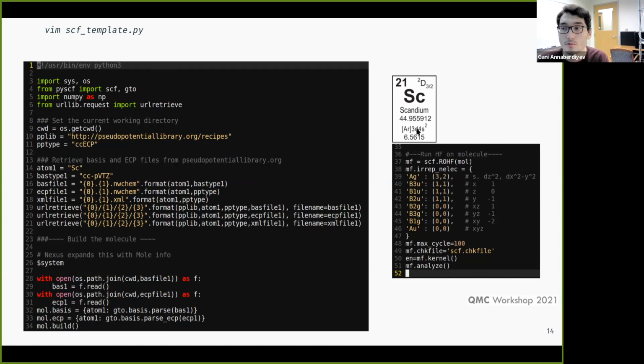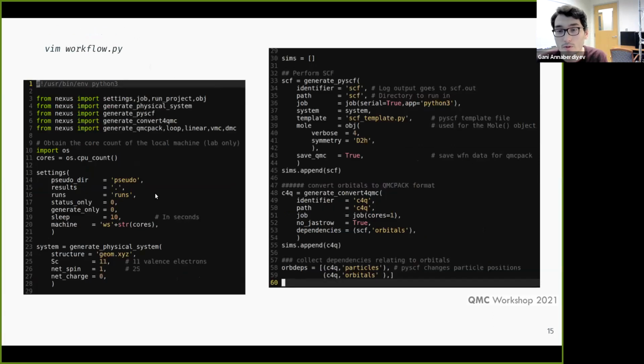So if you remember, this is the scandium atom. It has the configuration of 3d1 4s2. So in the SCF template, I have defined these irreducible representations in the D2h symmetry. I've put electrons in 3p and 3s, but the 3d also goes to the Ag symmetry, which has the s symmetry and also dz squared, dx squared minus y squared type of symmetries. So this is going to be the electron representation for us to get the correct ground state of scandium.